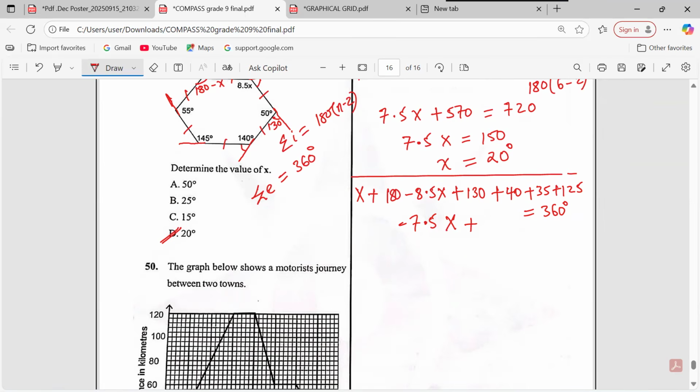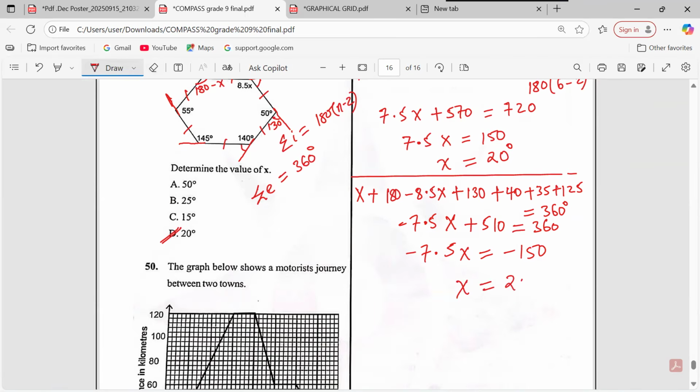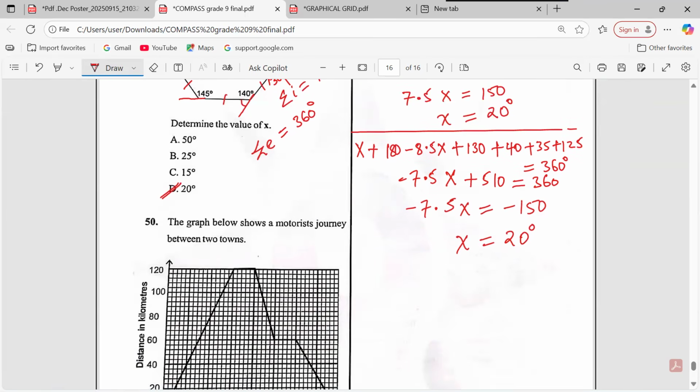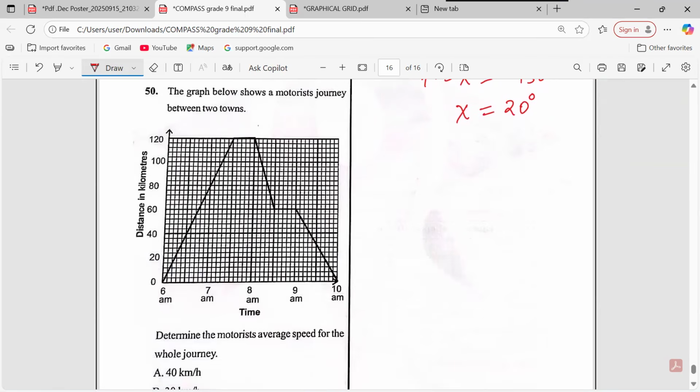That gives me 510 equals to 360. How do I remain with negative 7.5x at this point? 360 minus 510, giving me negative 150. So the value of x shall be, when I divide through by negative, it shall become positive, and it will also be 20. So this answer that we got using interior angles has been confirmed using the exterior angles. Number 50, which is our now last question.